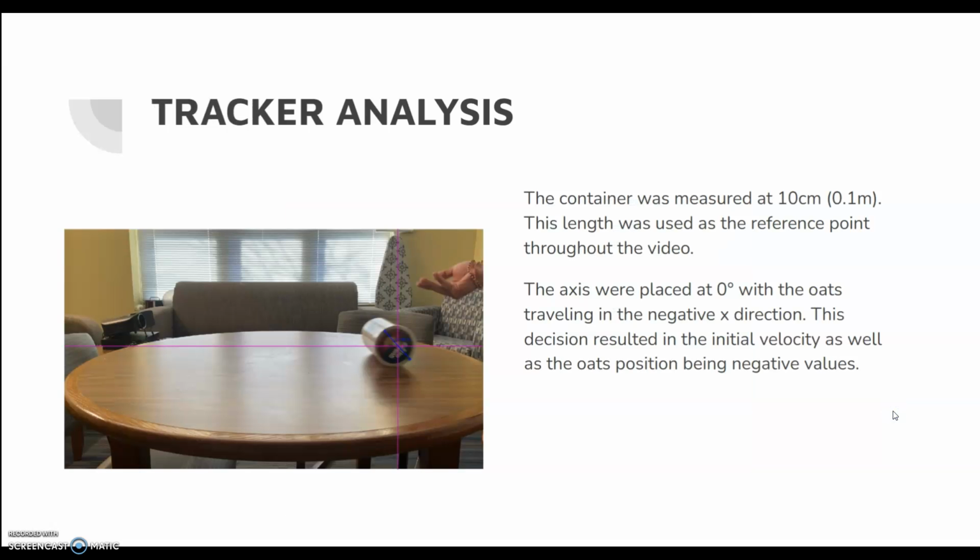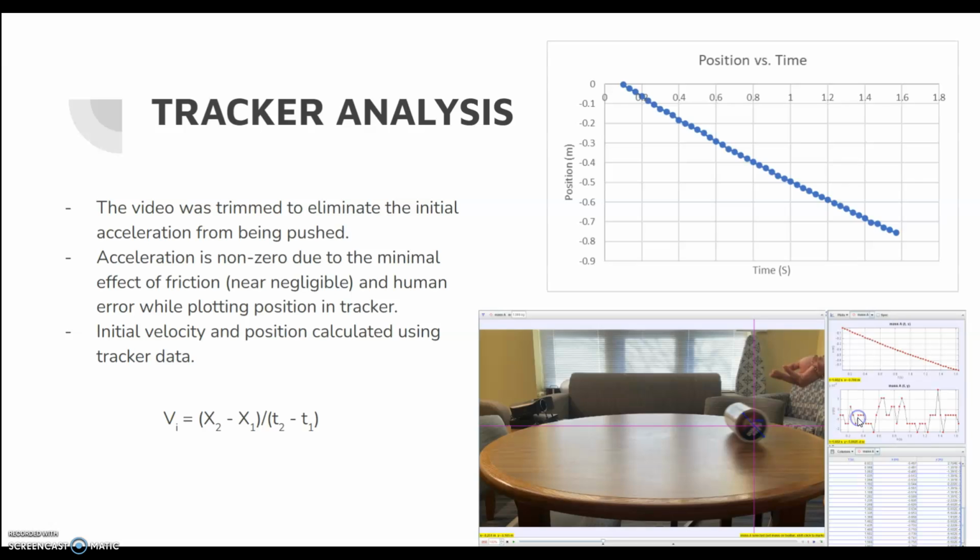Okay, here's some background into our Tracker analysis. This oats container is 10 centimeters or 0.1 meters, which was used as a reference point throughout the video, and the axes were placed at a 0-degree angle with the oats traveling in the negative x direction. This will have some implications on our results later.